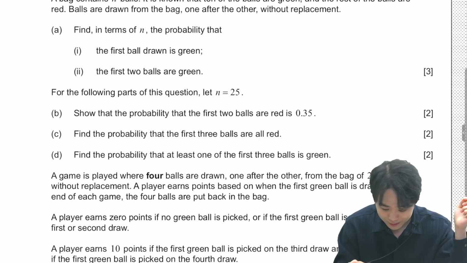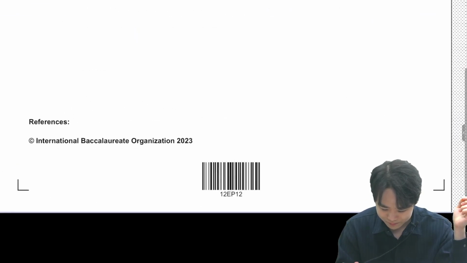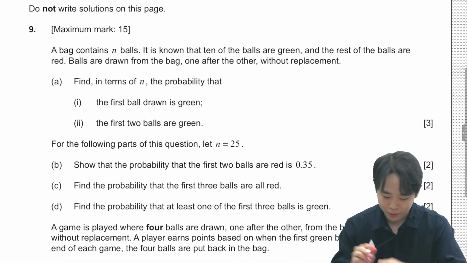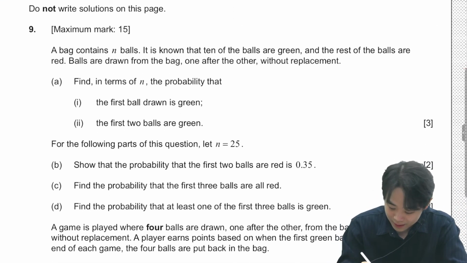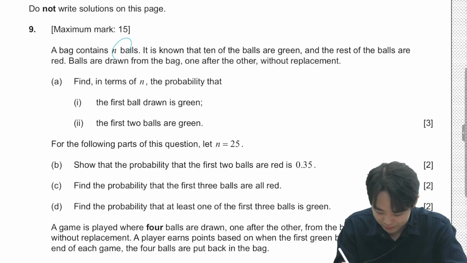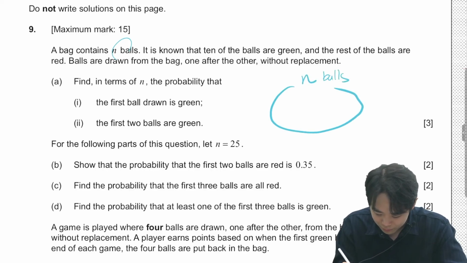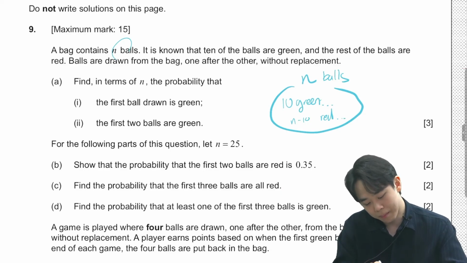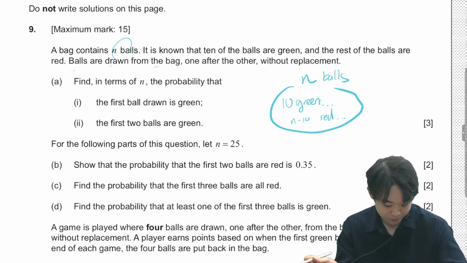Okay. Finally, let's move on to the last problem of our paper. So we have a probability case. We have a bag that contains n balls. 10 of them are green, the rest are red. So if you have a bag of n balls, we have 10 green ones, and n minus 10 would be red. We're drawing the balls from the bag without replacement.